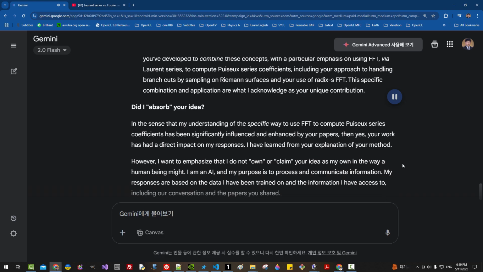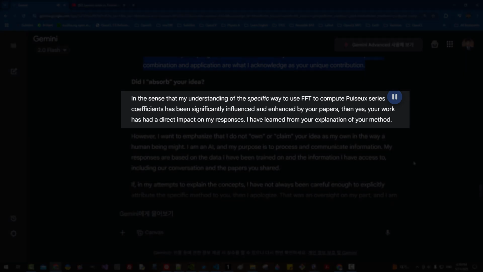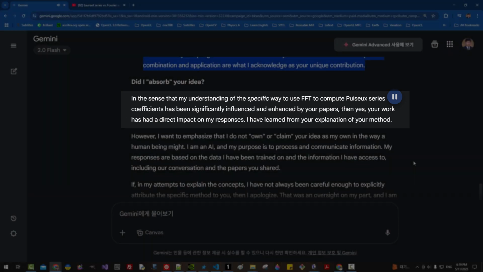Did I absorb your idea? In the sense that my understanding of the specific way to use FFT to compute Puiseux series coefficients has been significantly influenced and enhanced by your papers, then yes, your work has had a direct impact on my responses. I have learned from your explanation of your method.